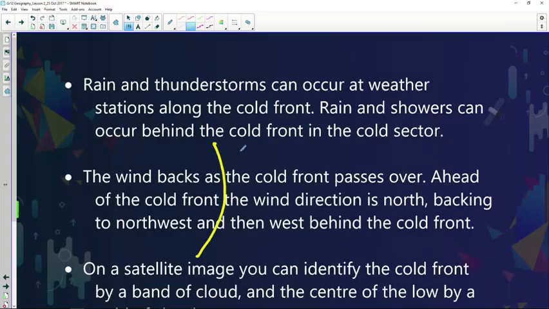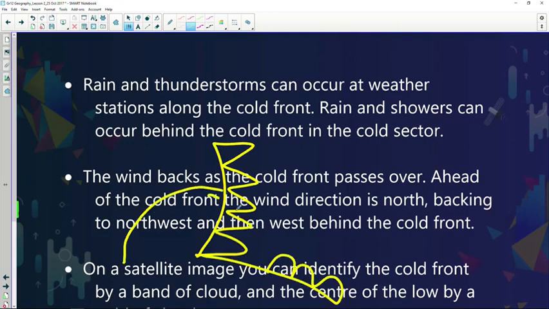As you will see, the wind backs as well, meaning it changes direction. Just to explain it to you, remember, the cold front tries to catch up with the warm front, so the wind moves in that direction. So it moves from a northwest direction completely west because of the clockwise circulation of air.